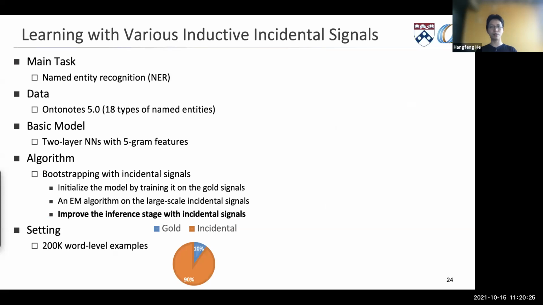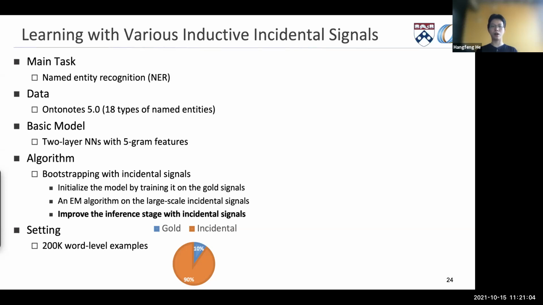Now let's look at some simple experiments. We consider a main task, named entity recognition, and a simple model, a two-layer neural network with 5-gram features, and the algorithm is bootstrapping with incidental signals. We will first use gold signals to initialize the model. After that, we will use an EM algorithm to bootstrap on large-scale unlabeled text for incidental signals. Note that in the EM algorithm, we need to assign some proxy labels on unlabeled texts, and the incidental signals can be used to improve the inference stage.